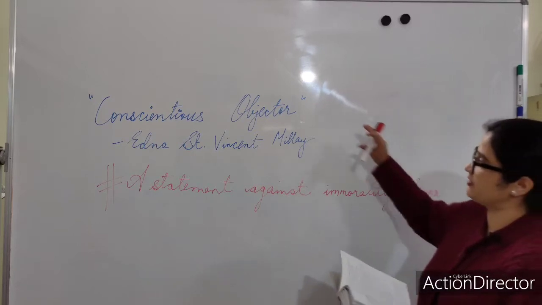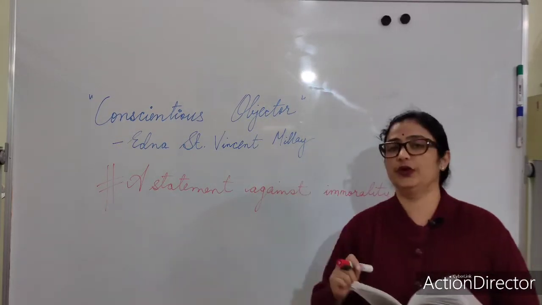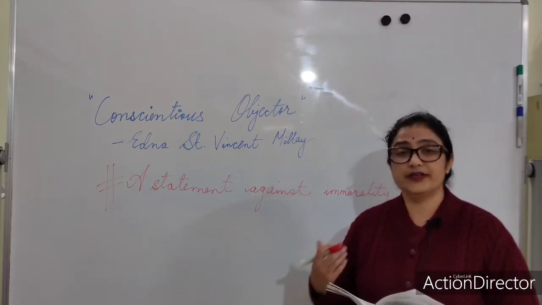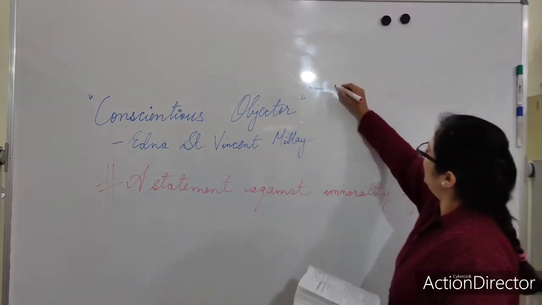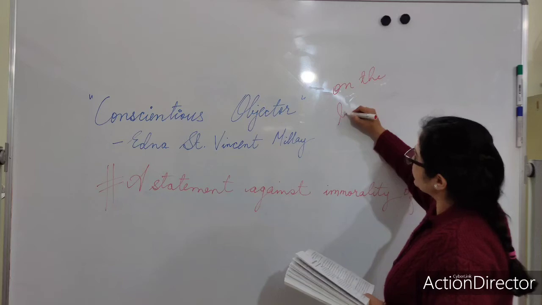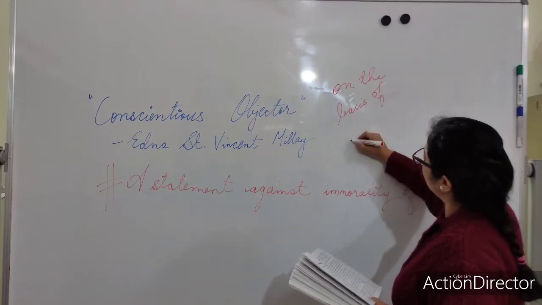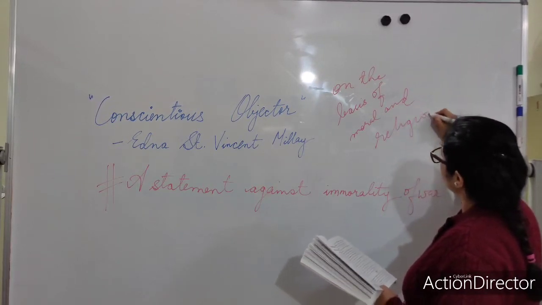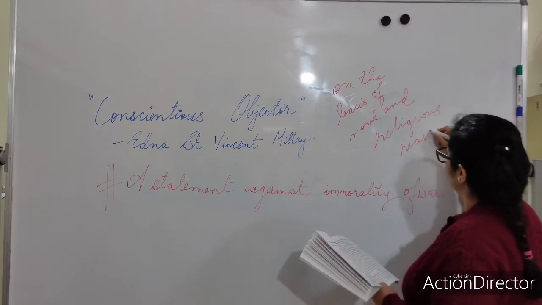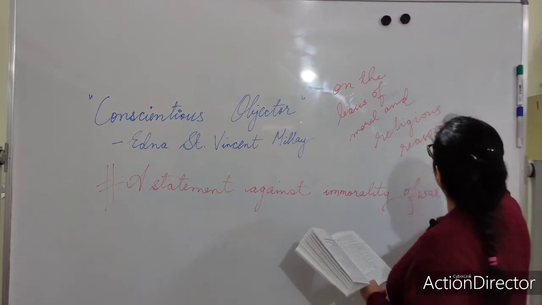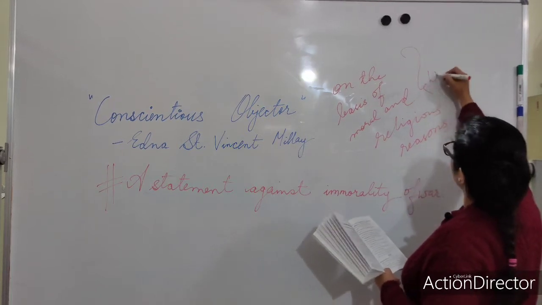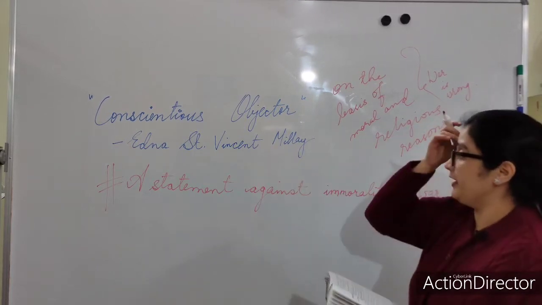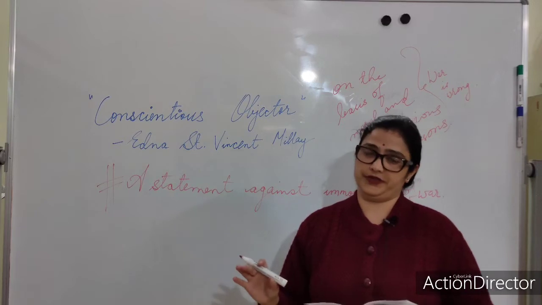अब इसको समझने से पहले हम समझते हैं conscientious objector कौन होता है. A conscientious objector is a person who believes that war is a wrong thing on the basis of moral and religious reasons. Okay, on the basis of moral and religious reasons, war is wrong. This is the meaning of conscientious objector.